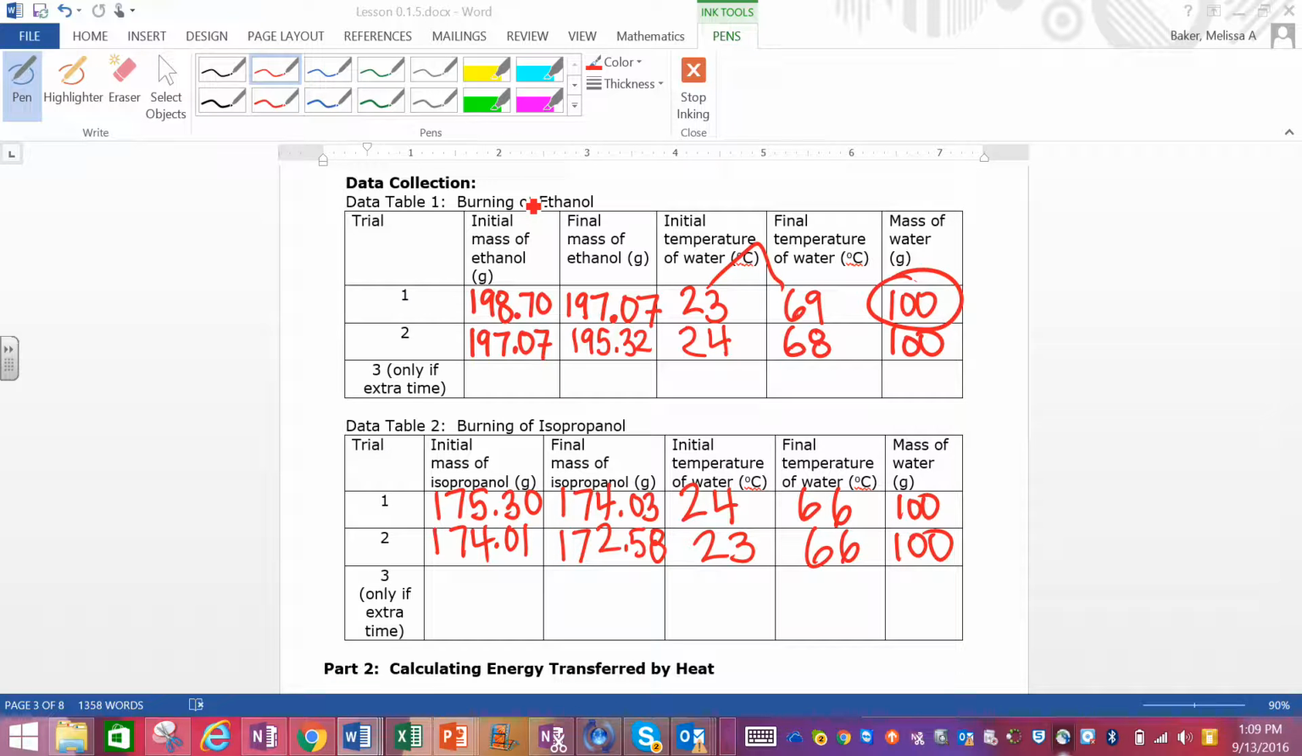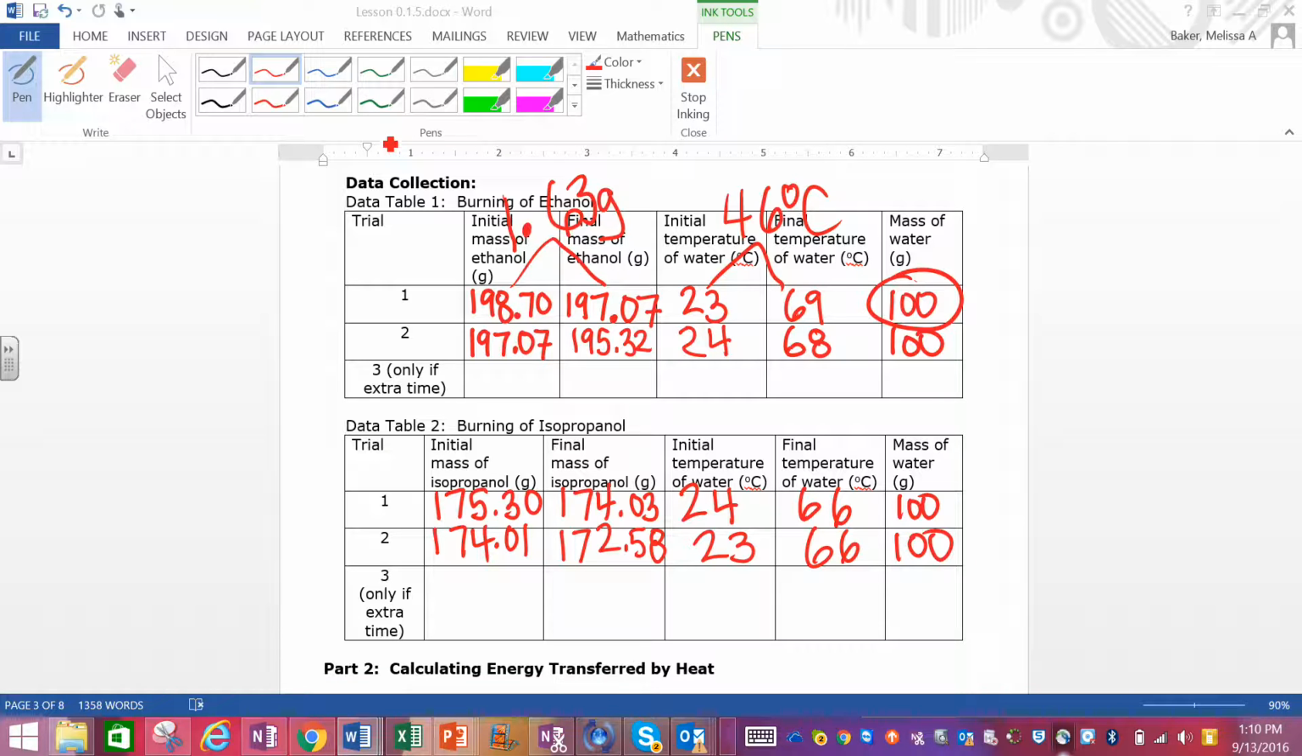23 to 69. That is 46 degrees Celsius. And the mass that burned off during that time, in my calculator, I'm going to do 198.7 minus 197.07. That comes out to be 1.63 grams, right? Sorry, my calculator is old.